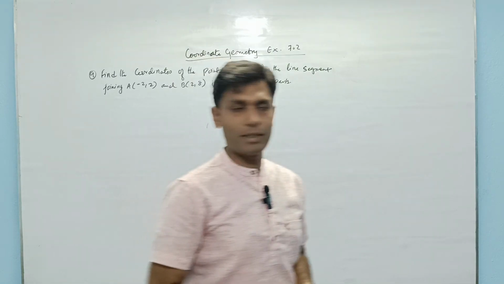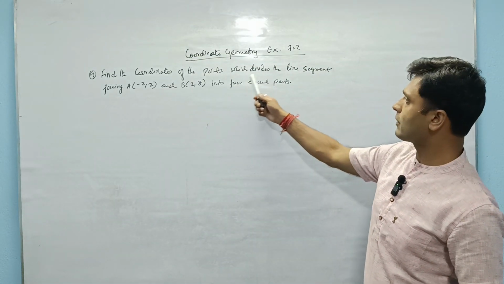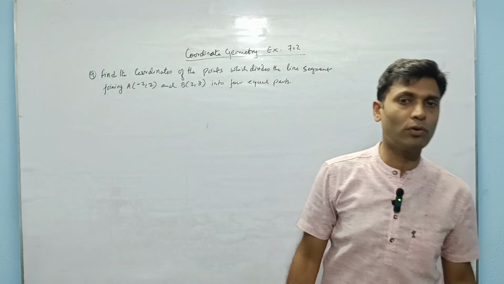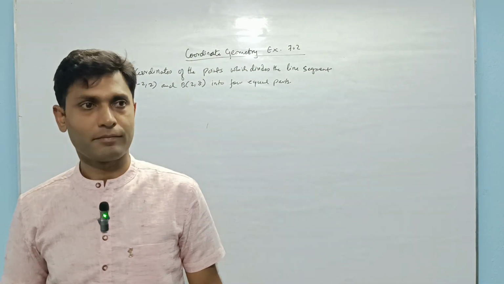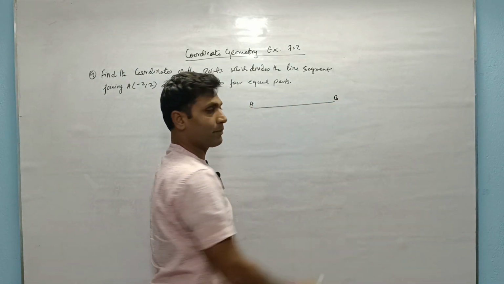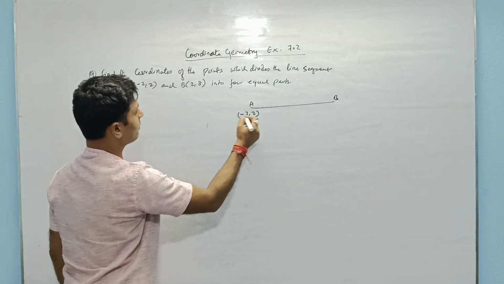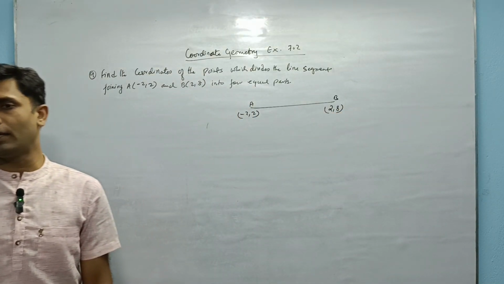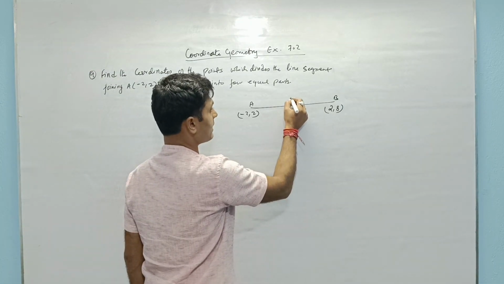Okay, we'll continue with the next question, that is number 9, sorry. Find the coordinates of the points which divide the line segment joining A and B into 4 equal parts. If you remember, we had done a similar question, trisect. Right? So now this is dividing into 4 equal parts. So we have the line segment AB, right? Whose coordinates are minus 2, 2, and 2 comma 8. And this line segment AB is divided into how many equal parts? 4 equal parts, right?